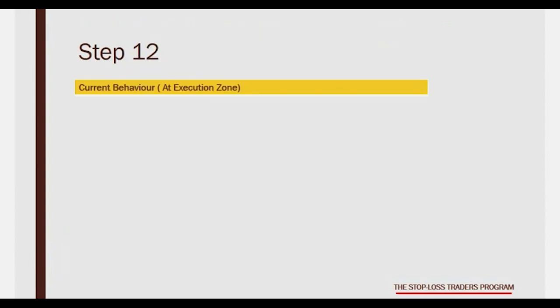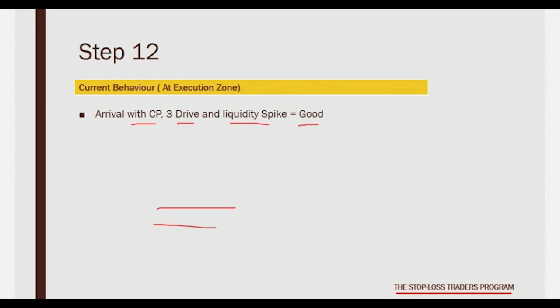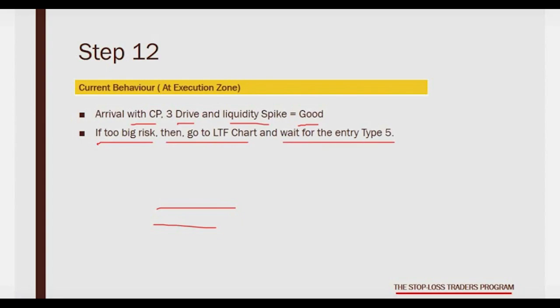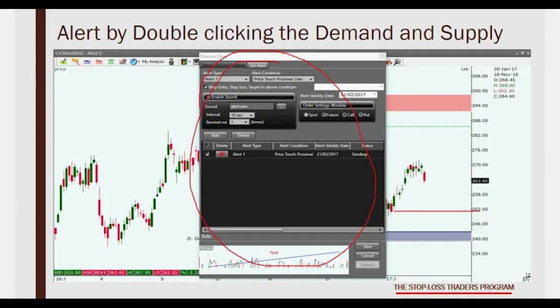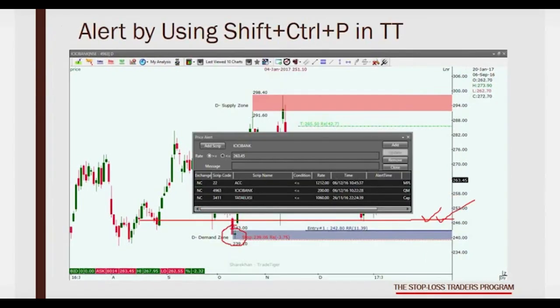So this is another kind of alert you can keep in Sharekhan. There is another third kind of alert in Sharekhan, which is available in TradeTiger. Say this is your demand zone, and you want to take a trade. You can put a horizontal line before the zone, and you can double click this horizontal line. Once you double click, this opens up, and you can put your alert on that horizontal line itself. So this is another way of putting the alert.